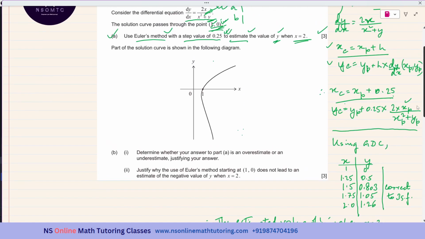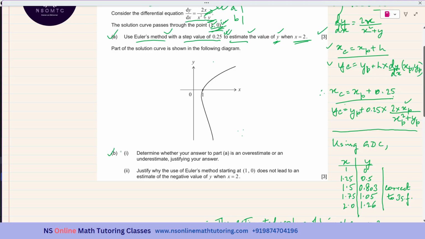So we have given the answer for subpart A. For subpart B, the function graph is drawn. We do not know the expression for the function y equal to f of x, but this is the graph shape that they have given. And this is the gradient function expression that we have been given. B contains 2 further subparts. The subpart I is saying determine whether your answer to part A is an overestimate or an underestimate, justifying your answer.